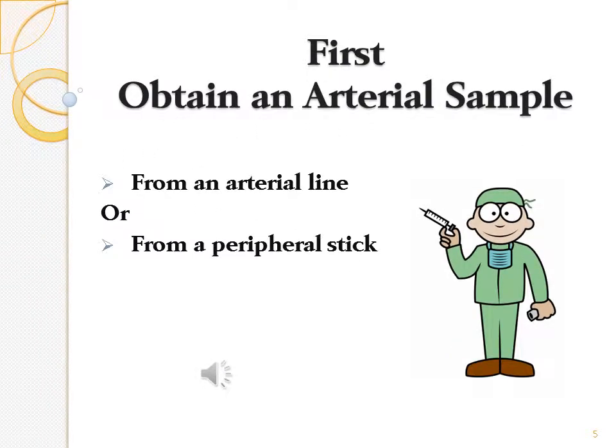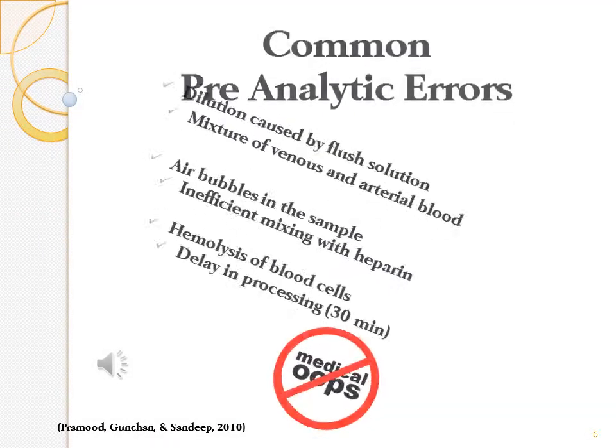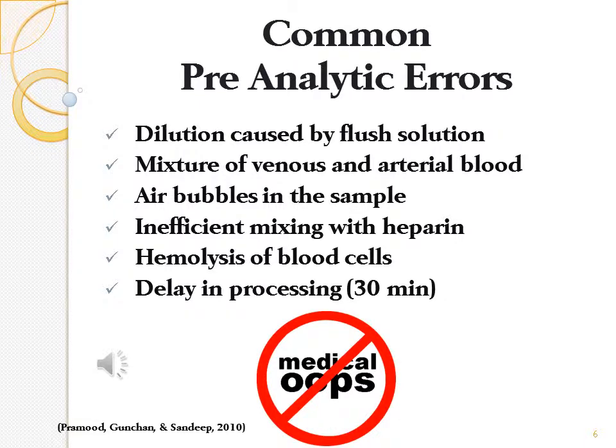Before we can interpret any blood gases, we need to get an arterial blood sample. You can obtain that through an arterial line, or you can get it from a peripheral stick. Some of the most common pre-analytic errors would be having dilution caused by the flush solution in an arterial line, having a mixture of venous and arterial blood, and that happens when you don't hit an artery.